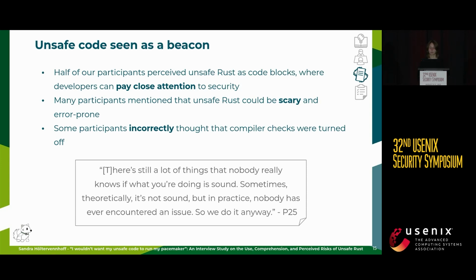However, many of our participants also mentioned that unsafe code could be scary or hard to write. Reasons were that it could be challenging to write unsafe code correctly and to consider all soundness issues or side effects. Moreover, some of our participants had misconceptions. They thought that inside unsafe Rust, somehow all compiler checks would be turned off. This is not true, as the compiler cannot check the five new unsafe actions, but everything else is working like normal safe code.